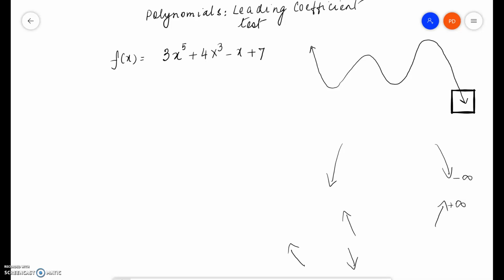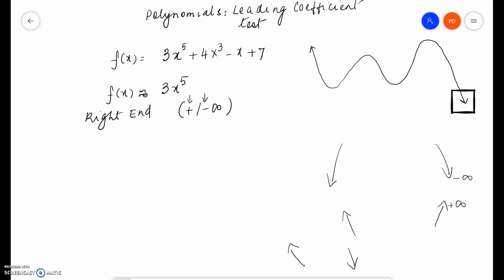So how do we determine what's happening at the end, or how do we determine the end behavior of polynomials? Note that the end behavior is dominated by the leading term of the polynomial. So the leading term here is 3x to the 5th. So suppose I want to know what happens at the right end. I know it's going to be plus or minus infinity. I just have to determine the sign of the infinity.